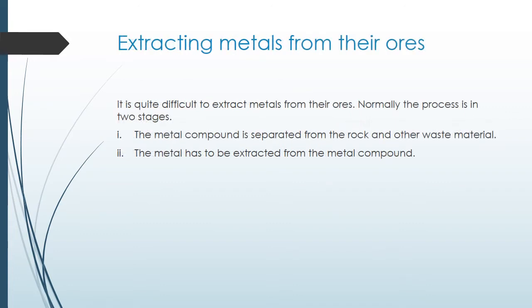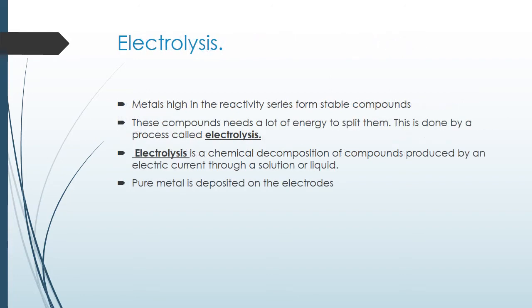Dear students, it is quite difficult to extract metals from their ores. Normally the process is in two stages. First, the metal compound is separated from the rock and other waste material. Next, the metal has to be extracted from the metal compound. Dear students, metals high in the reactivity series form stable compounds. These compounds need a lot of energy to split them.